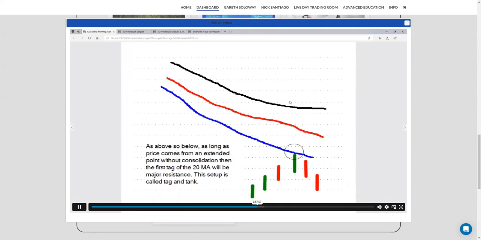Here we have a chart. As above, so below. As long as price comes from an extended point without consolidation, then the first tag of the 20 MA will be major resistance. This setup is called tag and tank. Now, if you consolidate or you're parallel to the 20 MA, would you take that trade? Absolutely not. Never, ever. You have no odds in your favor. Okay, no odds in your favor.